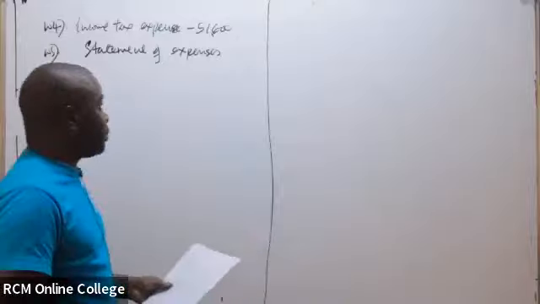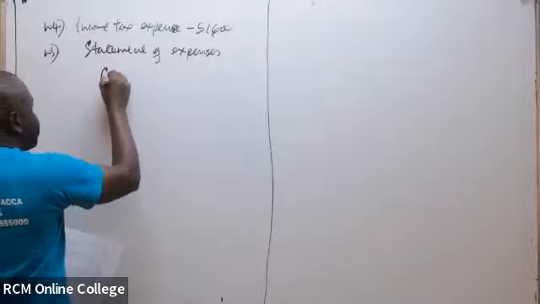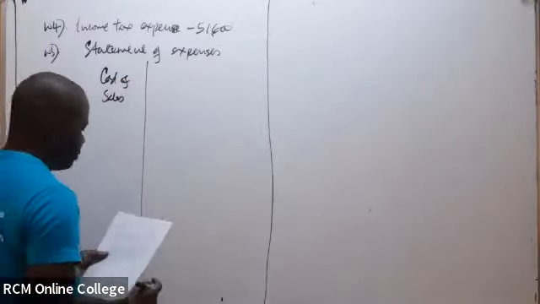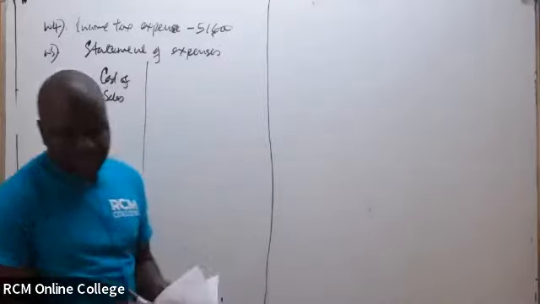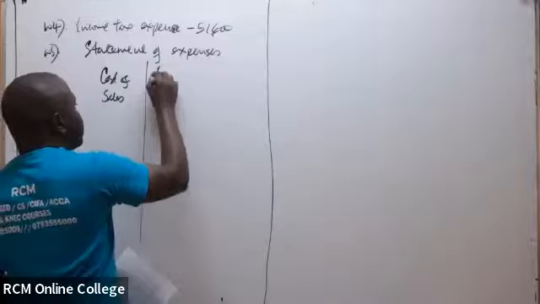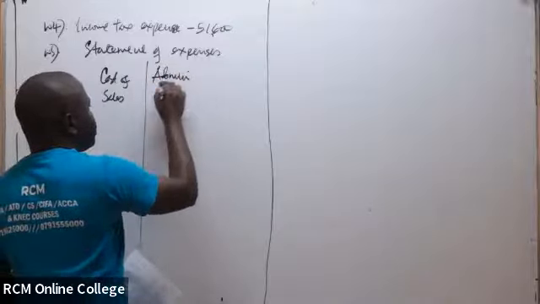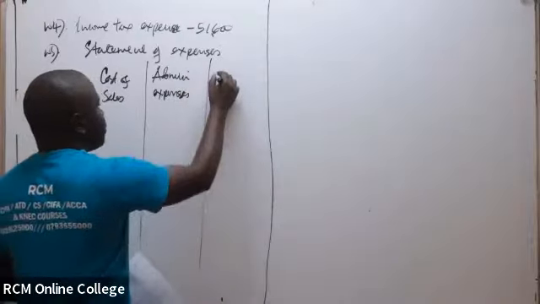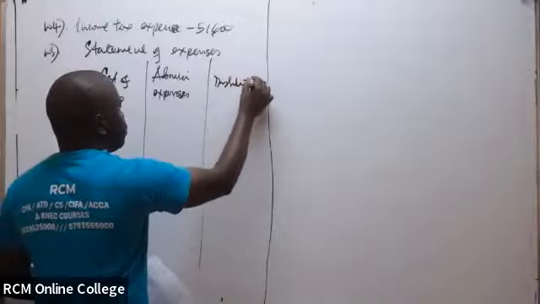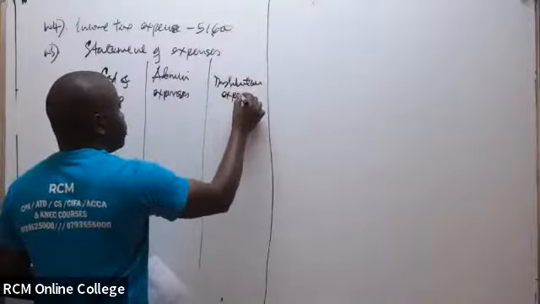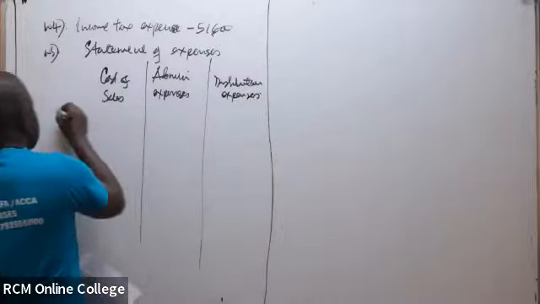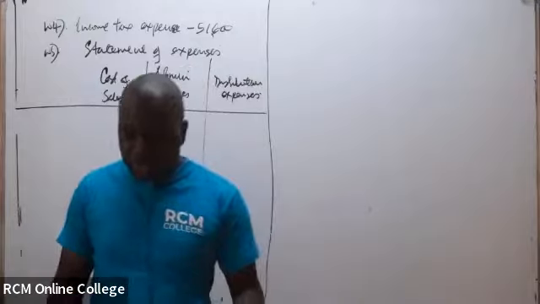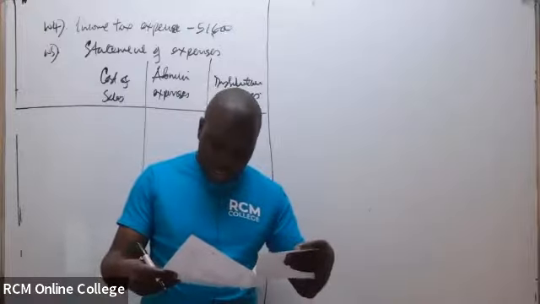So in this case, the predominant expense we are talking about is the cost of sales. We are talking about the admin expenses, administration expenses, you can write just in full. Then we have the distribution expenses. If you have the finance expenses which have been affected, you can also include them.